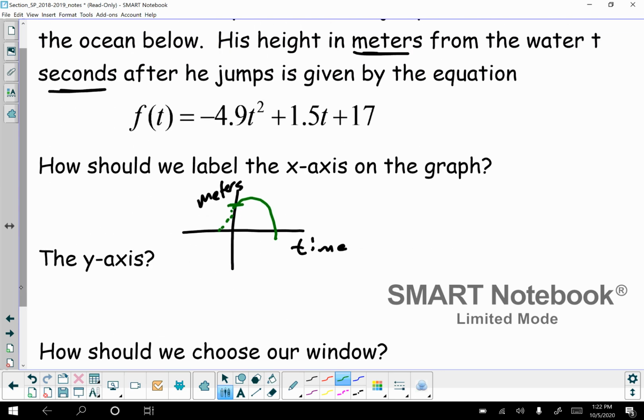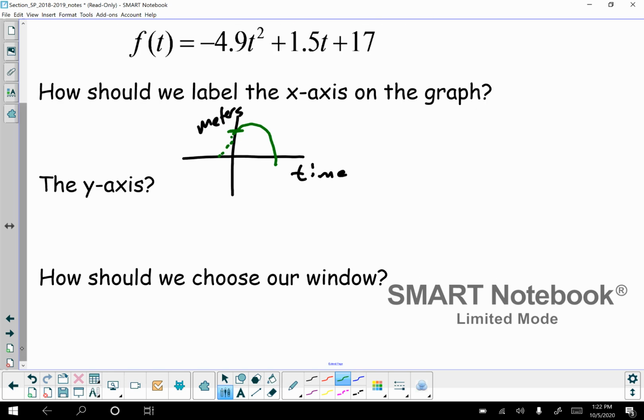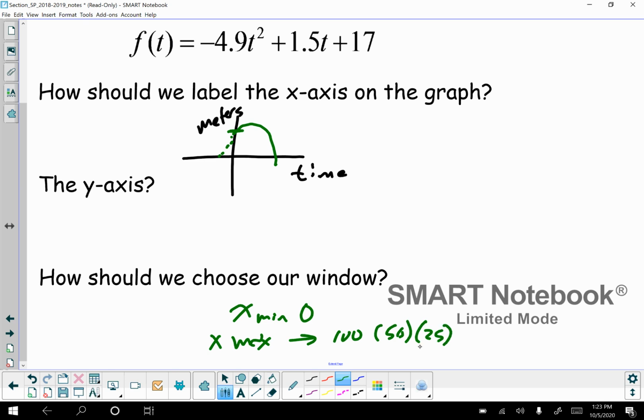If we were to plug this into our calculator, and we can talk about this in class a little bit more, we should probably have our x min be 0 and our x max be a suitable amount. Let's maybe take it out to 100 first of all, but we could probably reduce it down to 50, then down to 25, etc. But let's talk in class about how we'll put this on the calculator, okay?